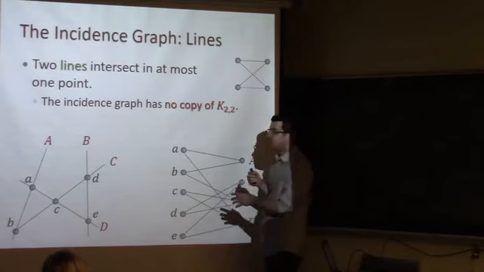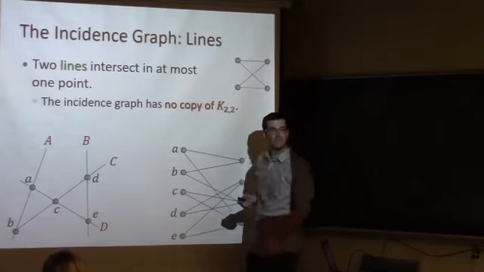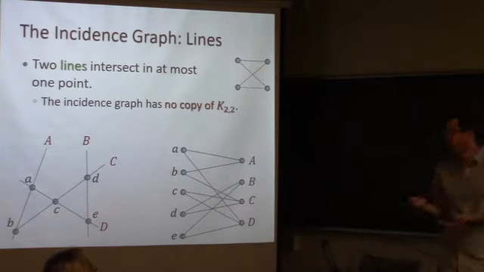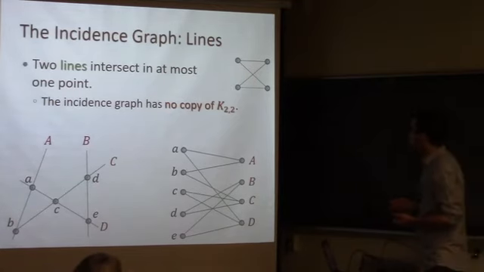And why is that? That will tell us that we have 2 points and 2 lines, where both lines are incident to both points. But 2 lines intersect at most in 1 point, right? This cannot happen, that 2 lines share 2 points. So obviously this does not exist in the incidence graph.